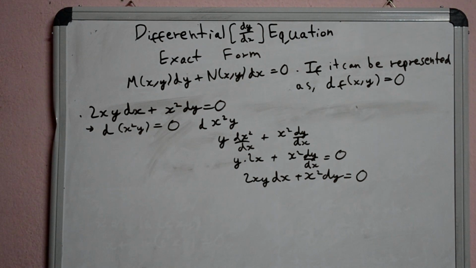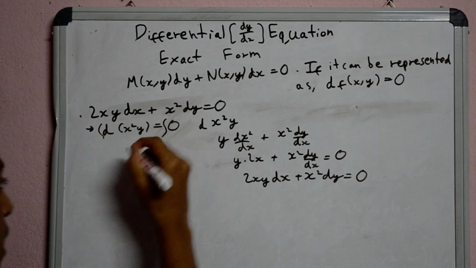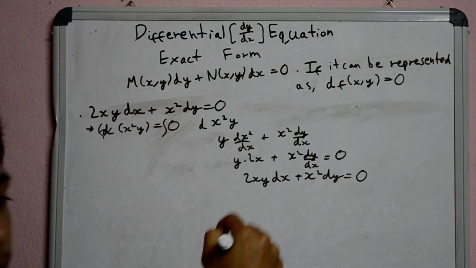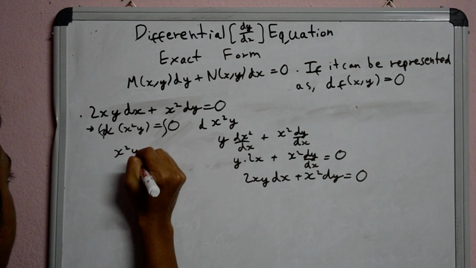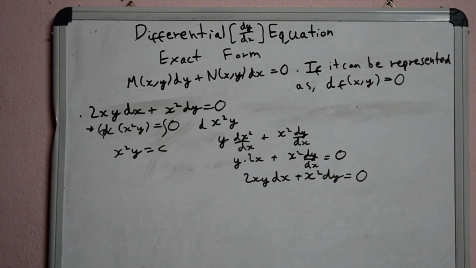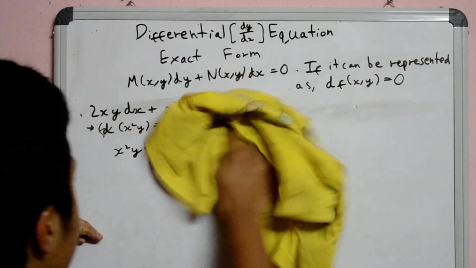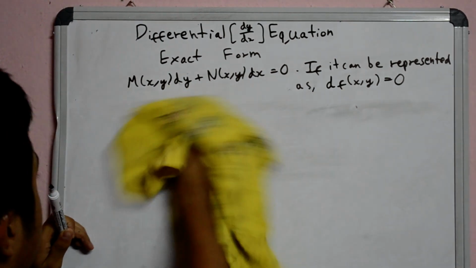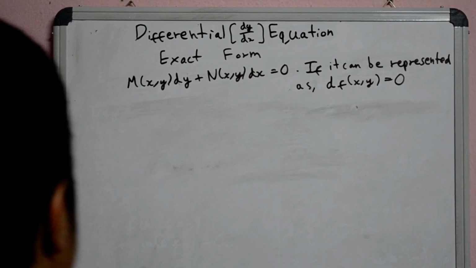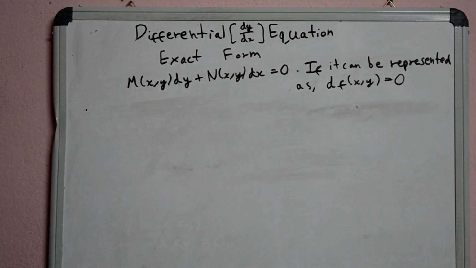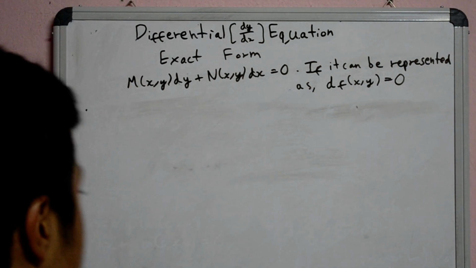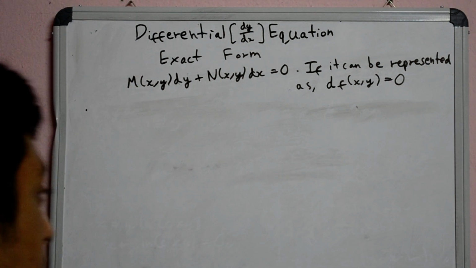Now of course you can integrate both sides, and the integration and derivative will cancel. So you'll get x squared y equals a constant. That is the general form. So I'll be writing down the basic exact forms. I've just written two, I'll write another one as well.